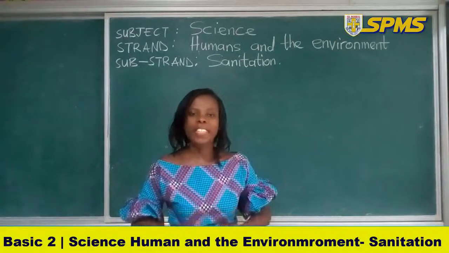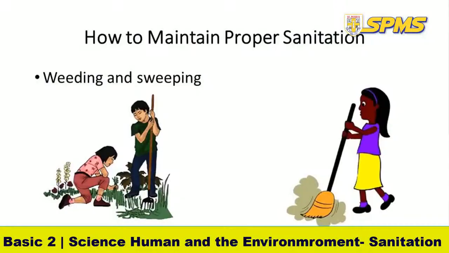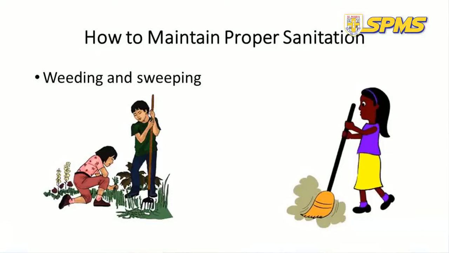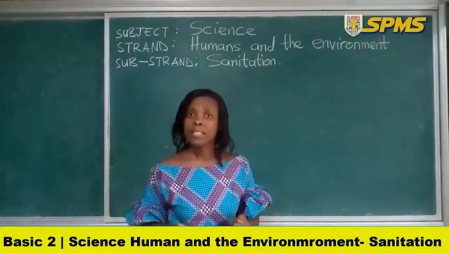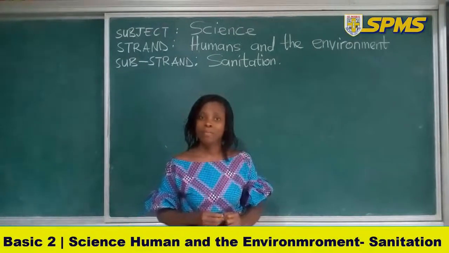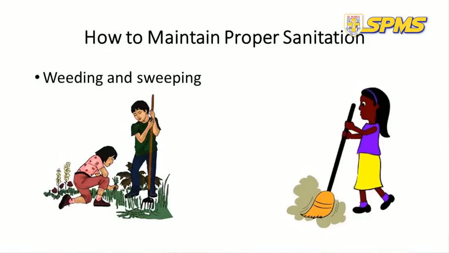One, weeding and sweeping. You need to weed your surroundings. If you don't weed them, deadly animals like snakes hide in the bush, and they can be very, very harmful to us. So you need to weed around your surroundings. The things you need: cutlass, hoe, and rake. Sweeping. You need to sweep and mop as well, especially if you have a tiled room. Good. I hope you can see the pictures. What are they doing? They are weeding their environment. The girl is also sweeping using the brush.